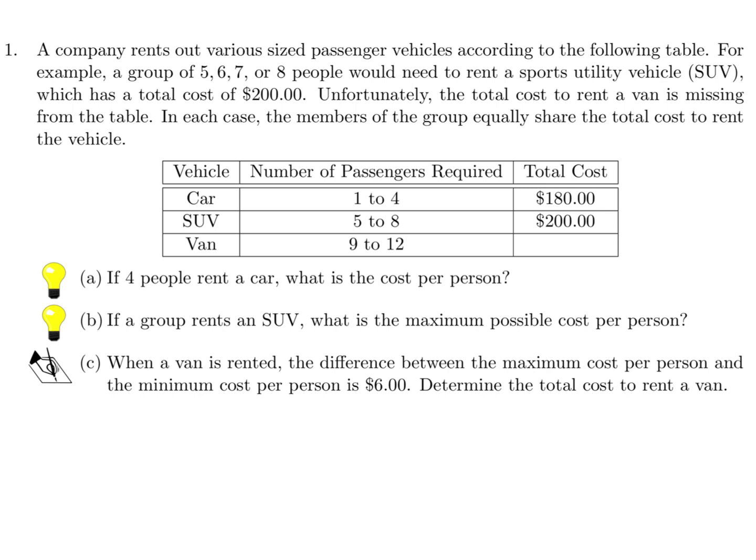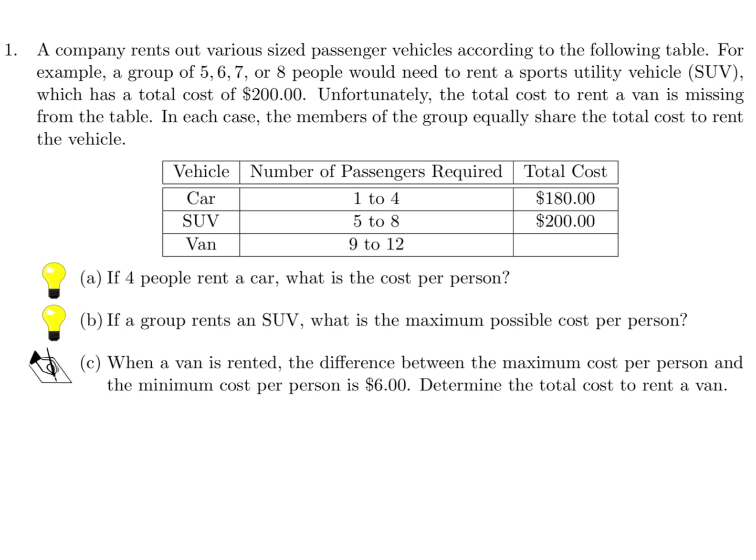A company rents out various sized passenger vehicles according to the following table. For example, a group of 5, 6, 7, or 8 people would need to rent a sports utility vehicle, which has a total cost of $200. Unfortunately, the total cost to rent a van is missing from the table. In each case, the members of any group equally share the total cost to rent the vehicle.